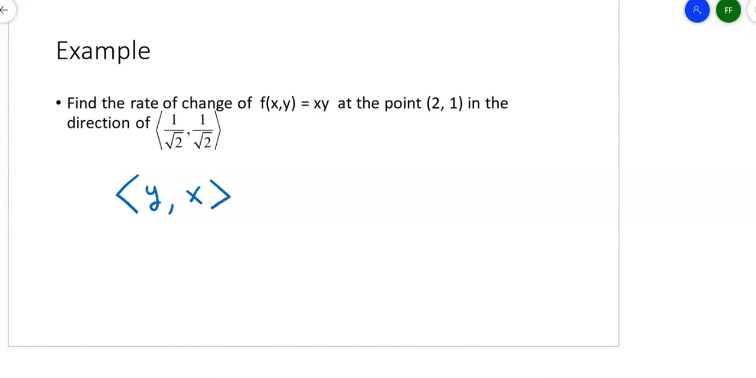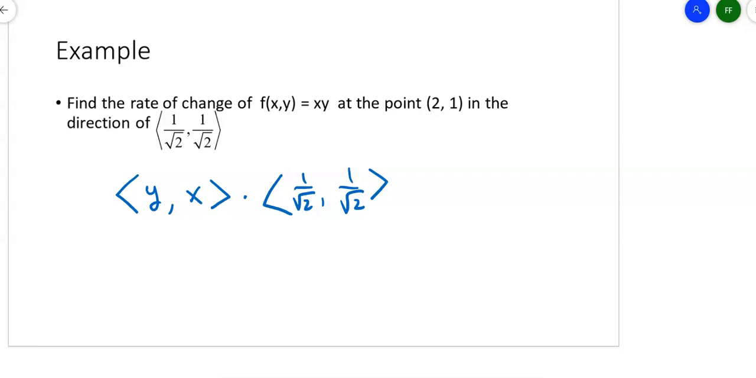Okay. I'm going to take the dot product of that and the direction vector, which is 1 over root 2, 1 over root 2. Now, it happens that I know that this is something that's of magnitude 1, right? Take a squared plus b squared. I'll get a half plus a half, which is 1. Square root of 1 is still 1. But you should always check your direction vector to make sure that it actually is a unit vector.